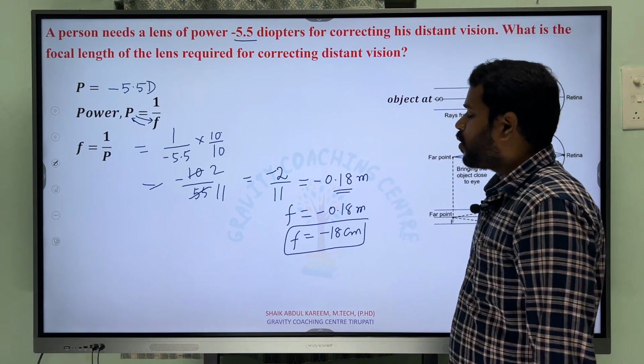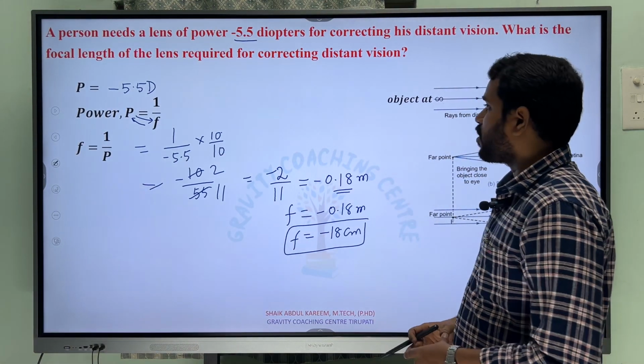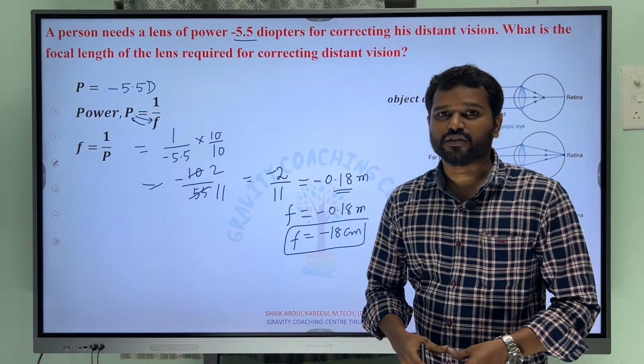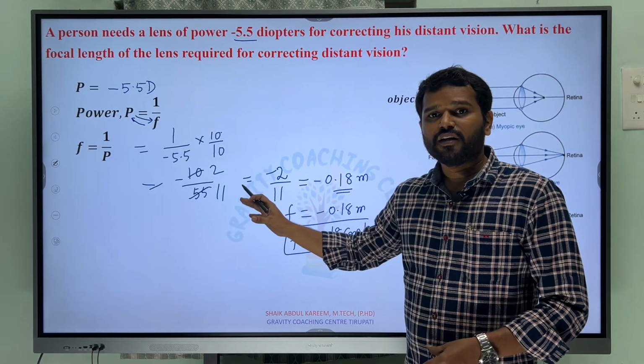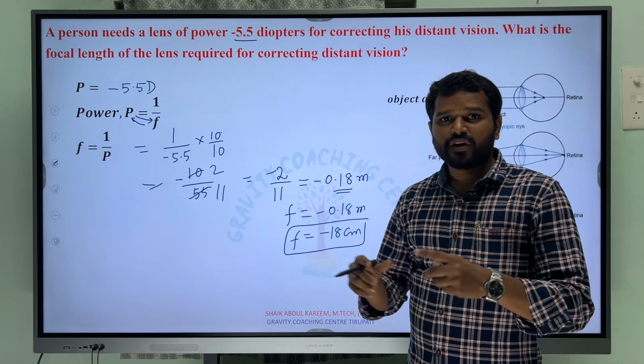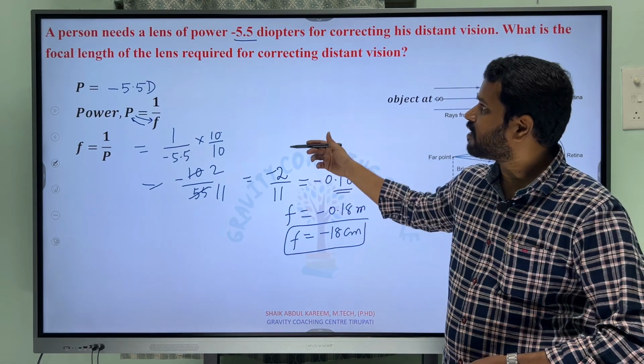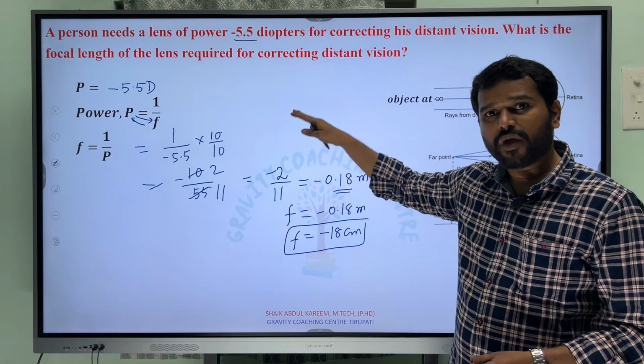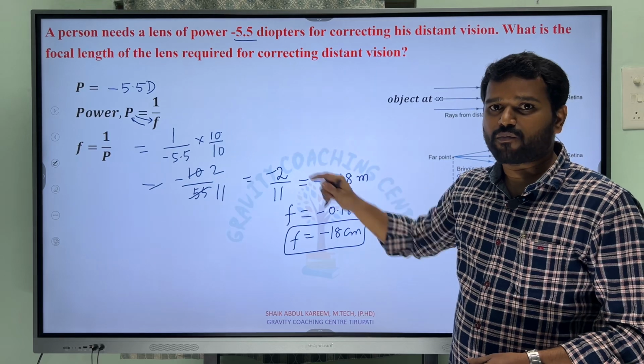So this is how we can do the problems. I hope you understood. Okay. These are all the textbook questions, previous year questions, sample questions, everything regarding this myopic eye defect and their problems. Okay.